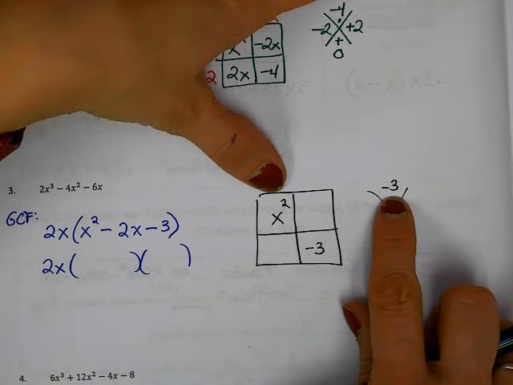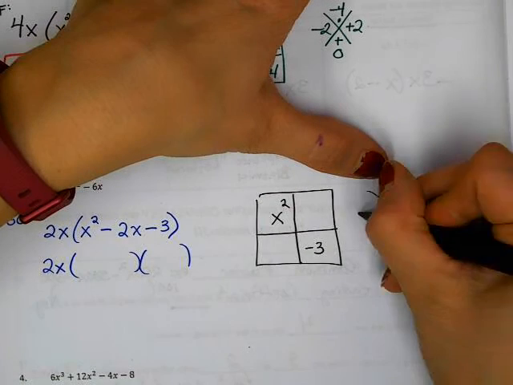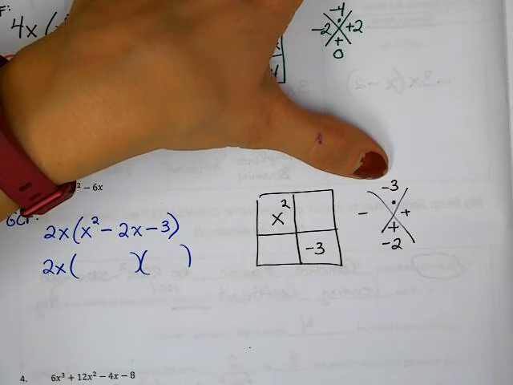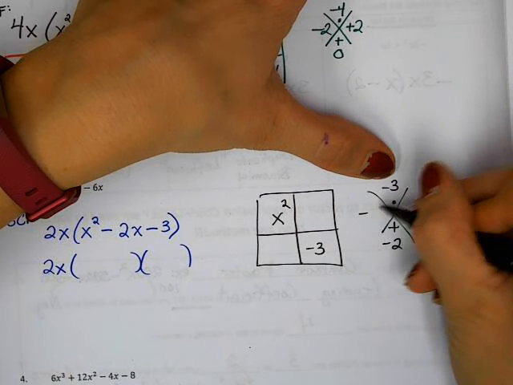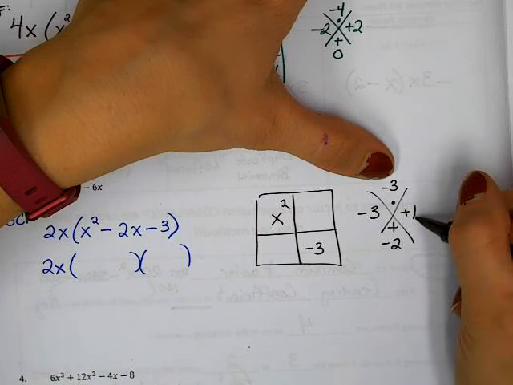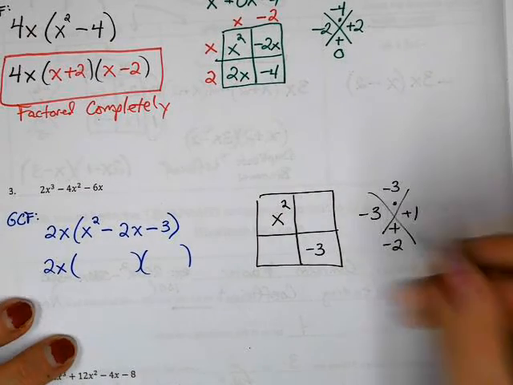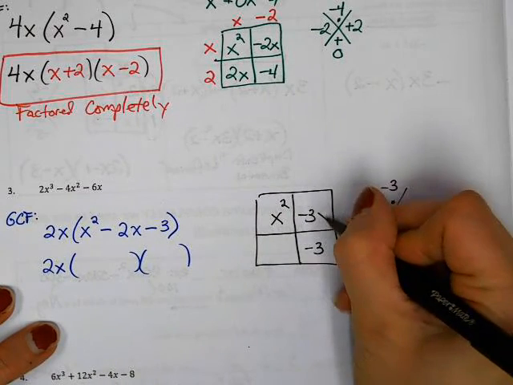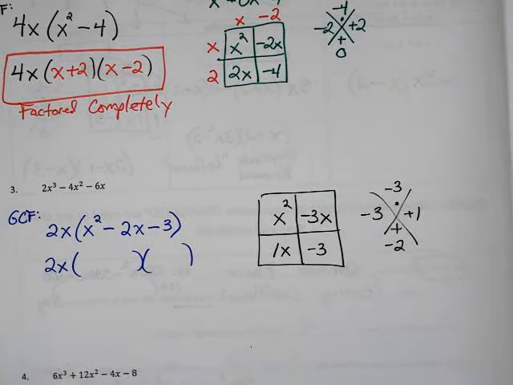To multiply and make a negative, one has to be negative and one has to be positive. I think the numbers are 3 times 1. Those add to negative 2. Perfect. I'll put the negative 3x here and the 1x here.